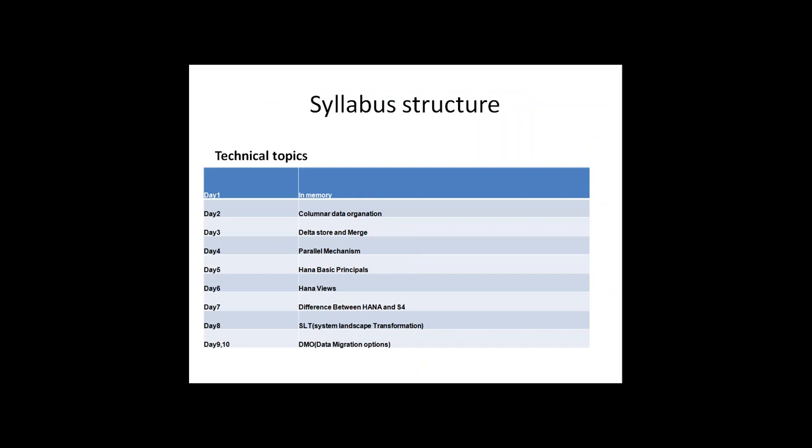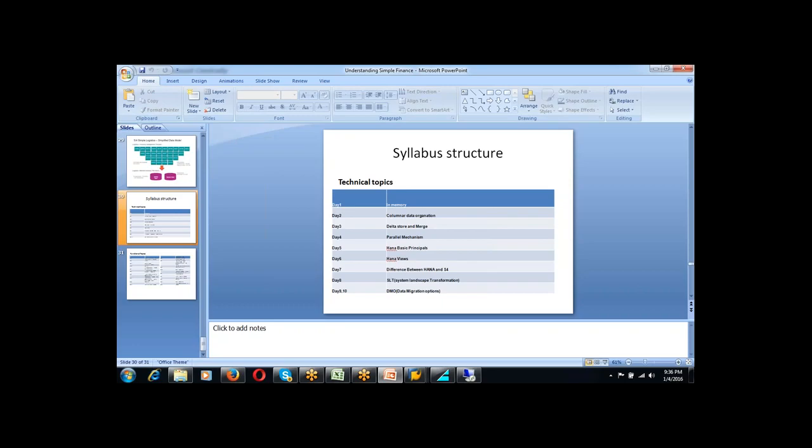So these are the things which have happened. Let's come to the curriculum. This is very important. When we are going to learn the simple finance applications, what do we need to understand? First, we need to understand from the technical view: what is columnar data organization? What is in-memory? What is delta store and merge operations? What is the parallel mechanism? HANA basic principles, HANA views, difference between HANA and S4, SLT and DMO. These are the major concepts we need to understand as a functional consultant.